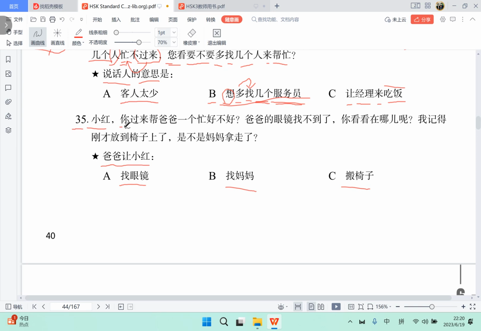OK, 小红你过来帮爸爸一个忙好不好? So you come here to give a hand to your dad, to do him a favor, 好不好, OK or not? 爸爸的眼镜找不到了, so dad's glasses can't be found. 你看看在哪儿, you look where it is. 我记得刚才放在椅子上了, I remember I just put it on the chair. 是不是妈妈拿走了, whether mom took it away or not. So looking for the glasses, right, so A, 找眼镜.